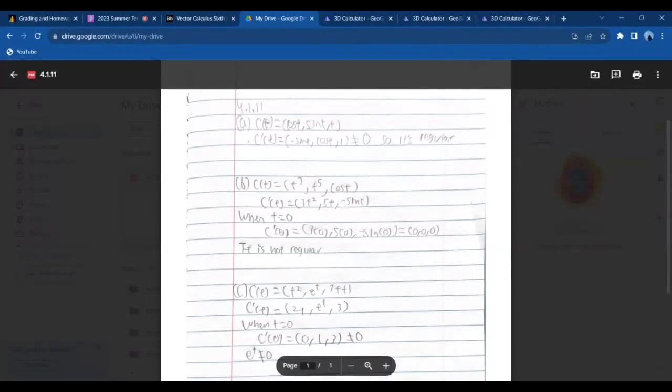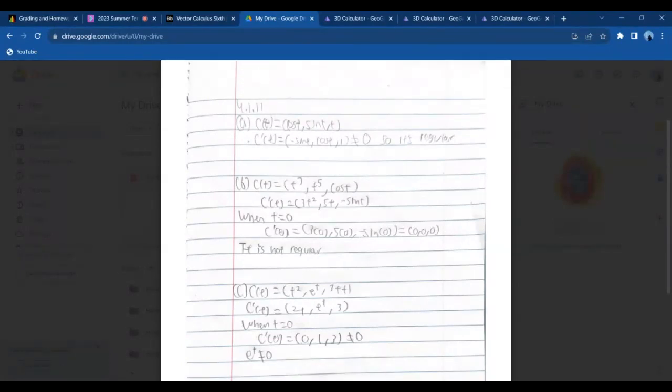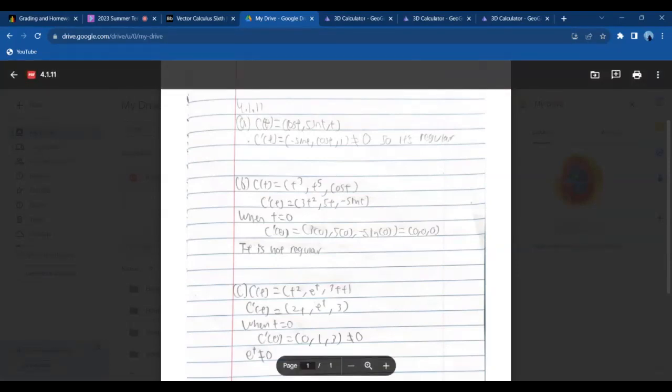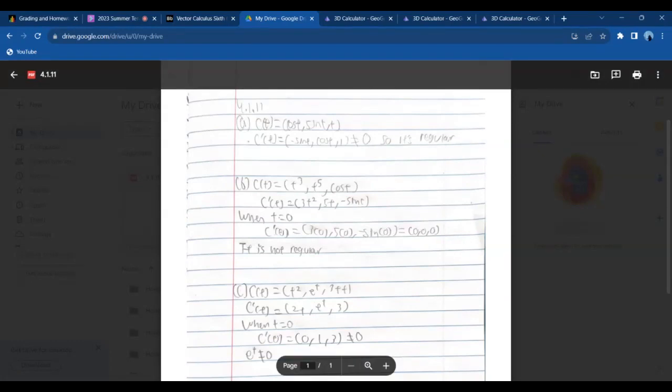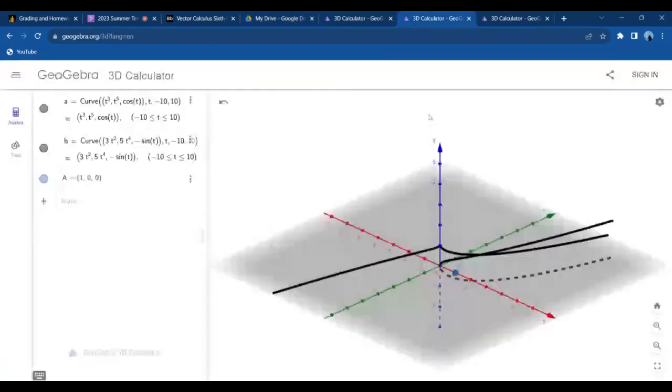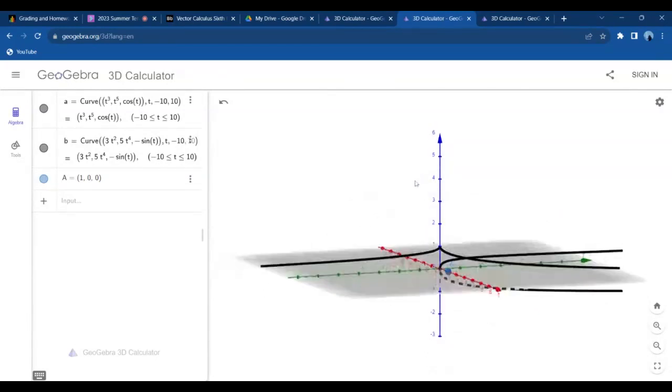Now mathematically, we can obviously see that it can equal the null vector because when t equals 0, all the components will be equal to 0. So it is not a regular path. I also have it here as a graph to show you.